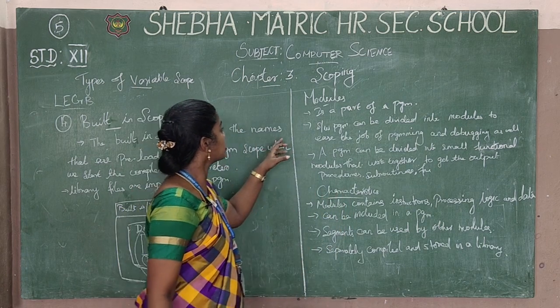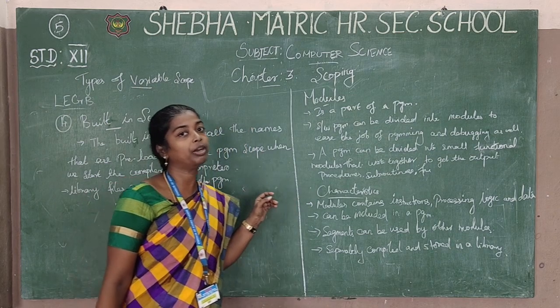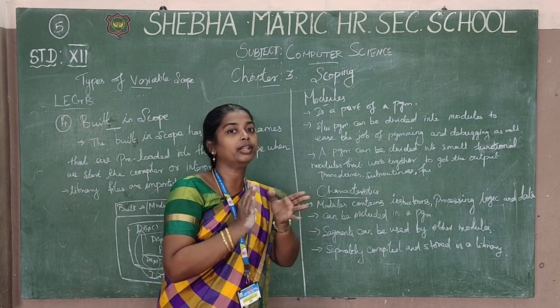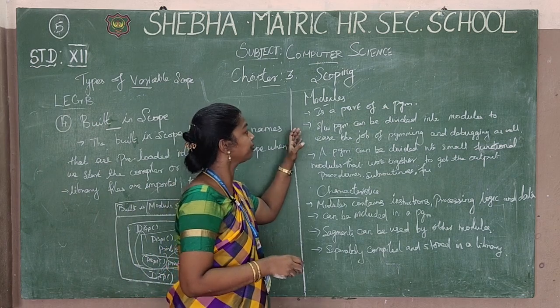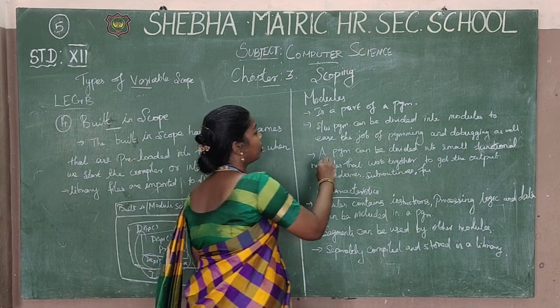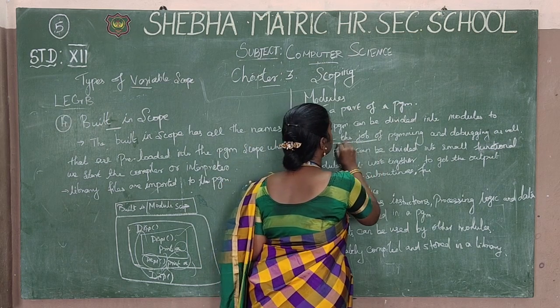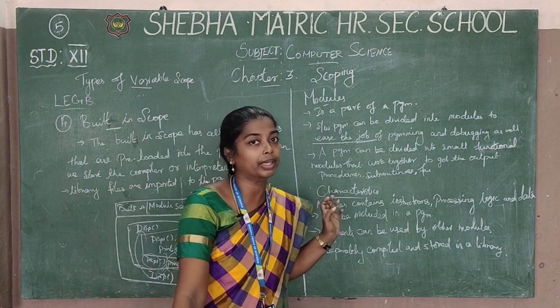Then the next concept is modules. A module is a part of a program. It is used to divide a program into small functions, small parts. So it is called a module. A software program can be divided into modules. It makes the job of programming and debugging easy. What is meant by debugging?